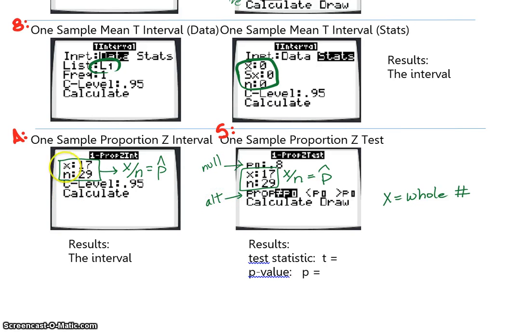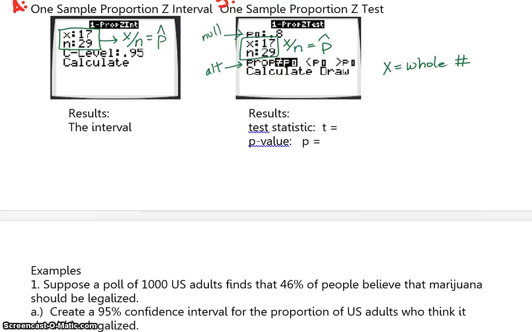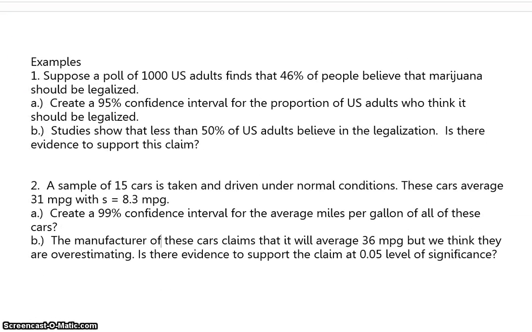And then for confidence, all you enter in is those 2 things that create your p hat and your confidence level, and it'll do it all for you. Okay, so we're going to do one example together. So we're going to do number 1 here.